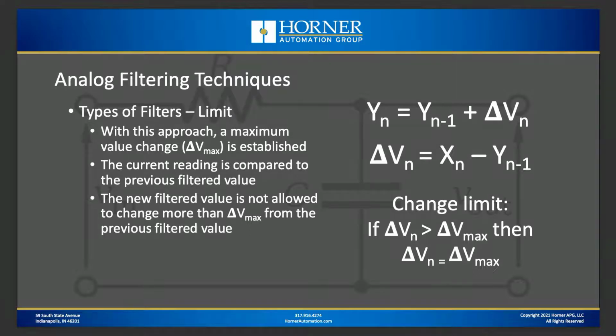Over on the right, I'm showing you the equation you can look at, where y sub n is your new filtered value, y sub n minus 1 is the previous filtered value, and delta V sub n is the change in value for the current reading. What is that delta V for the current reading? It's the difference between our current reading, x sub n, and the previous filtered value. Again, we check to see if that delta V sub n is greater than our delta V max. If it is, then we limit delta V sub n to be equal to delta V max.